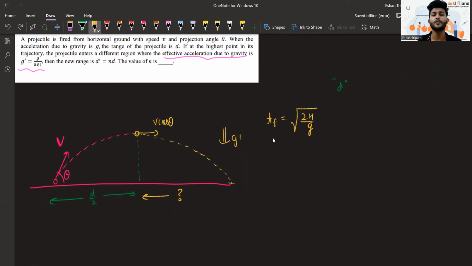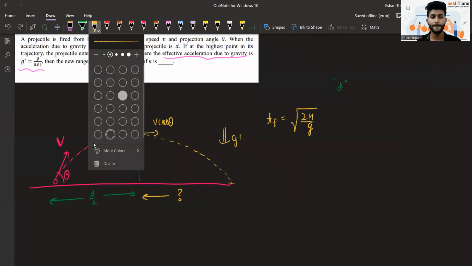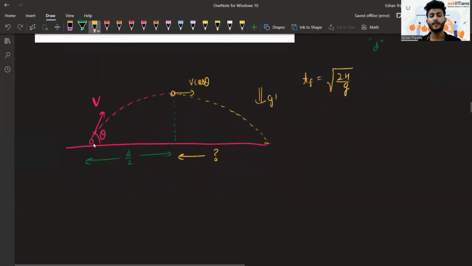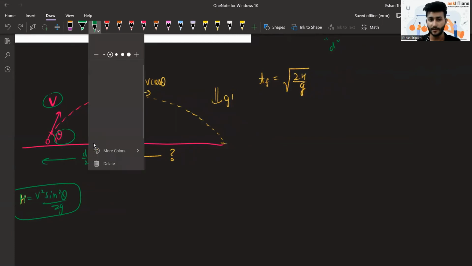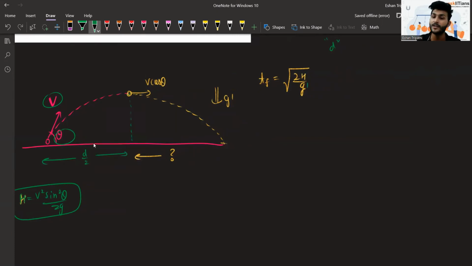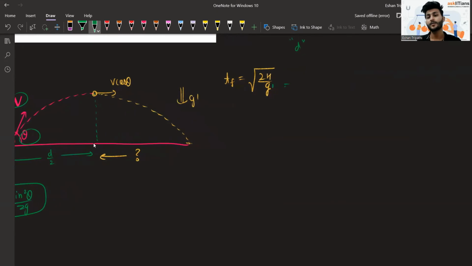For that h, we will have to solve it for the left half motion first. So from the left half motion, what's the maximum height? The maximum height for this is going to be v square sine square theta divided by 2g. We know that if it is thrown with speed v at an angle theta, this comes out to be the height. This we will substitute. We will use the formula 2h by g, but g will be g dash in this case. So this comes out to be root of 2 into h, which is v square sine square theta divided by 2g, divided by g dash, which is g divided by 0.81.